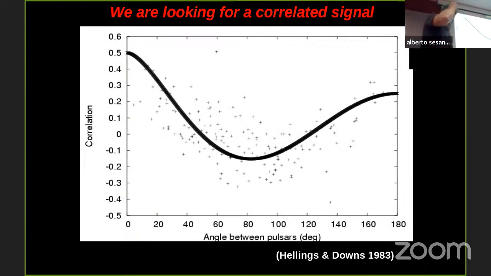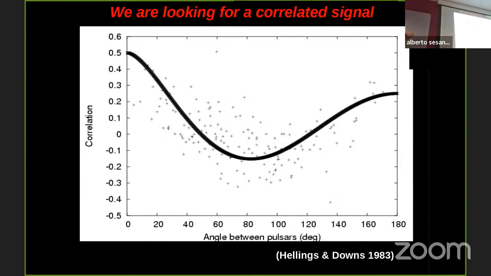This is the correlation function. This is how correlated the residuals are expected to be as a function of the relative separation of two pulsars, if there is a gravitational wave background. If there wasn't any, you would expect zero mean correlation, because what a pulsar is doing is pretty much independent of what another pulsar is doing.